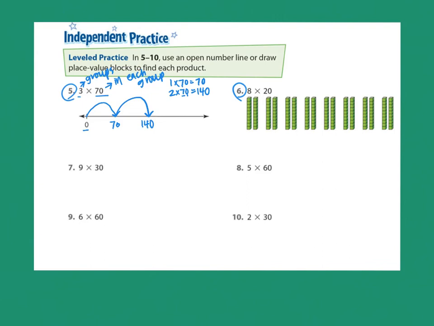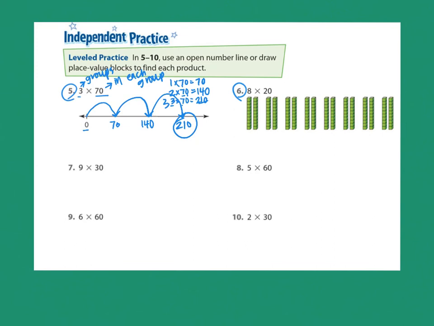Now my third jump, I need to think, well, what's 3 times 70? Okay, well, I know that 3 times 7 is 21. So I know that all I have to do is add my 0 in, and I get 210. So that would be my third jump, would give me 210, and that would be my final answer. And I need to make sure that I circle that so that I know that that is the product of 3 times 70.